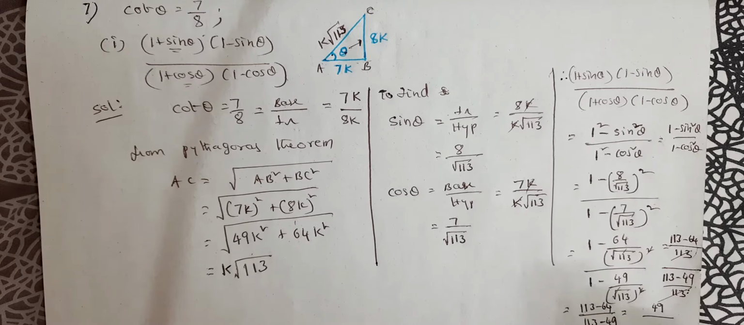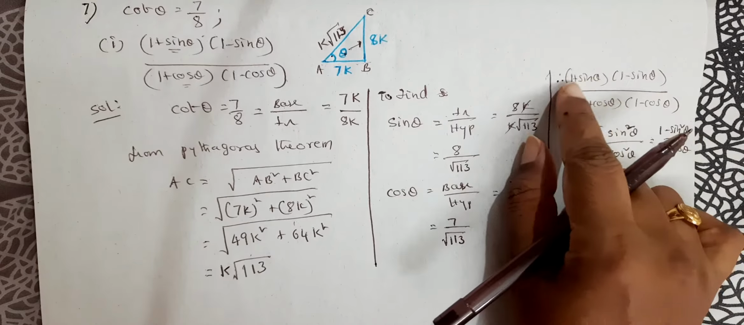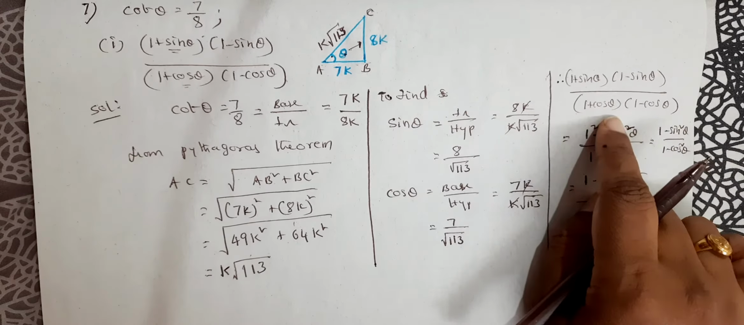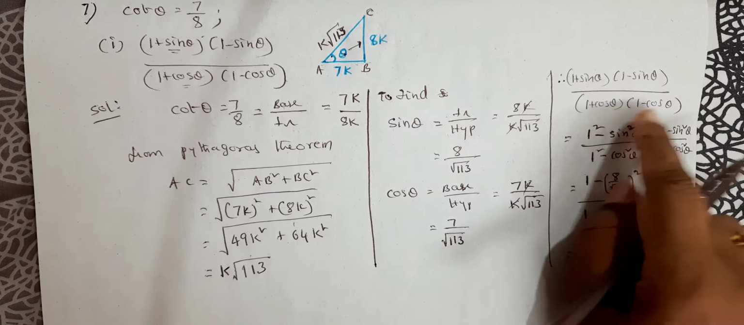So now 13 minus 9, that is 4. Now obviously it should be 64. Right, 64. So 49 by 64 is the value of (1 plus sine theta) into (1 minus sine theta) divided by (1 plus cos theta) into (1 minus cos theta).